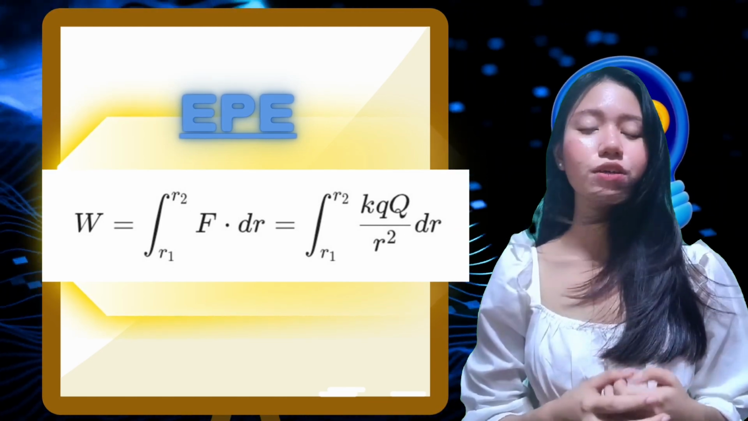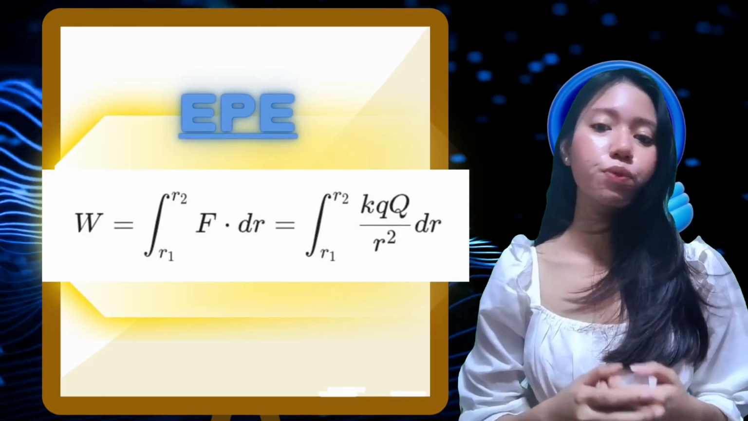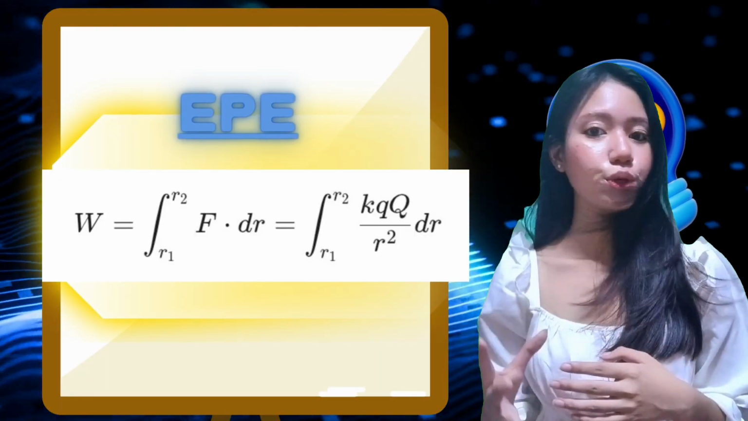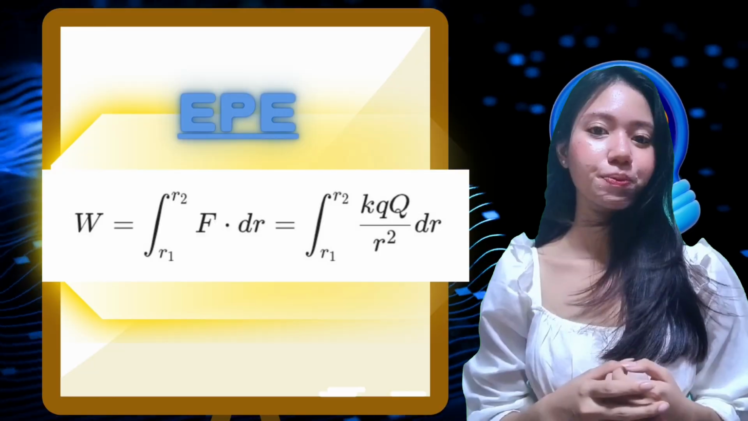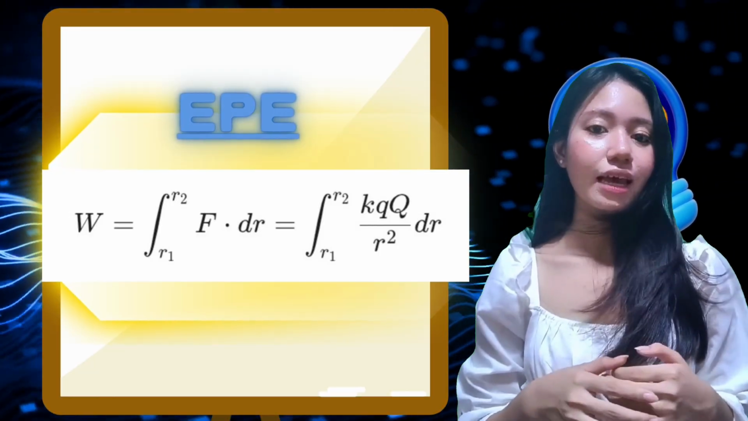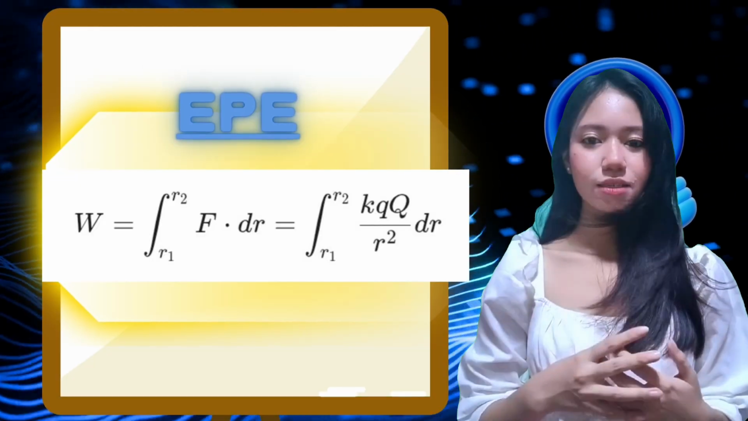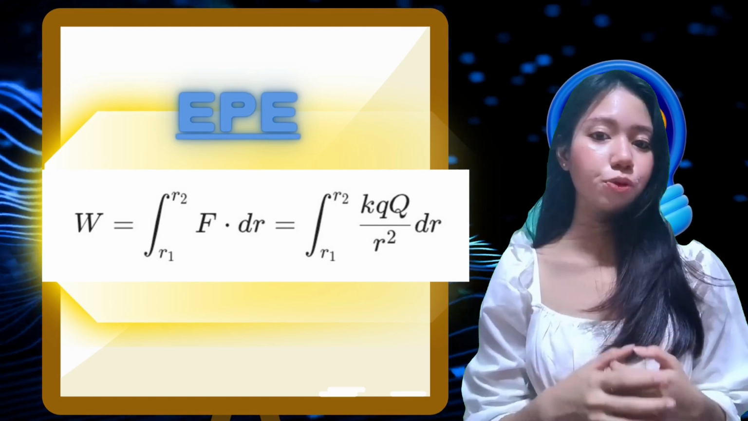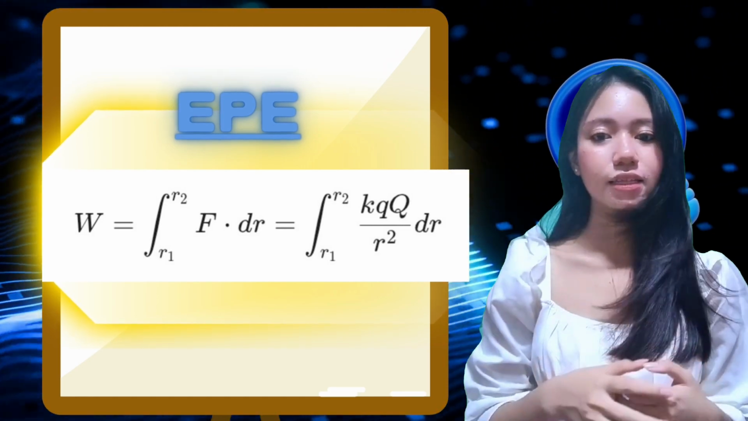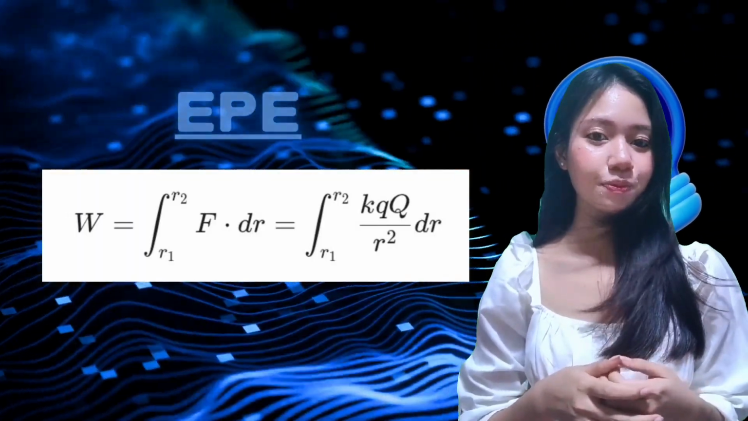By substituting Coulomb's law into this integral, we replace force with the constant k, our two charges Q and q, all over r squared. This integral essentially tracks the energy as the charge moves through the field. By solving this, we find the total change in potential energy, proving that the work done is directly tied to the change in position within that electric field.